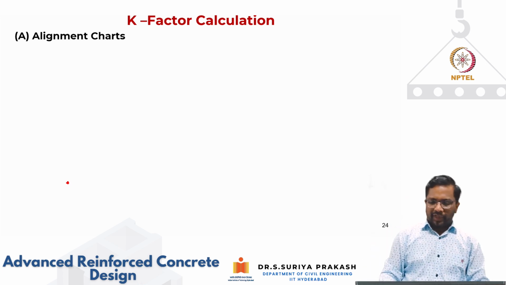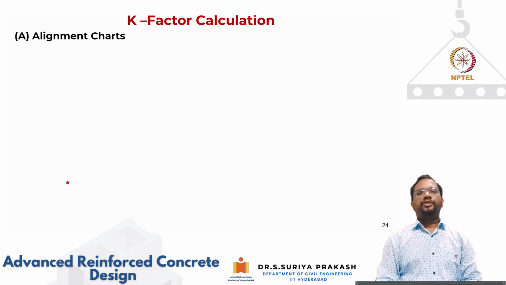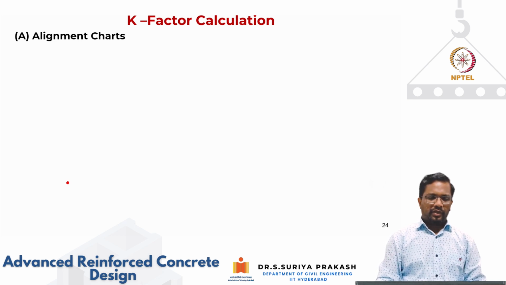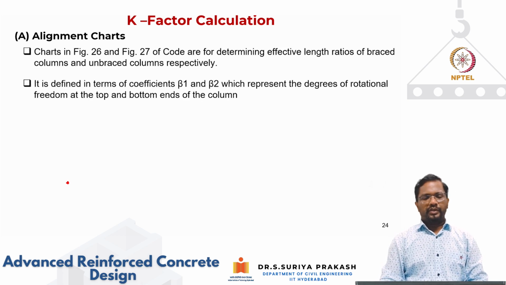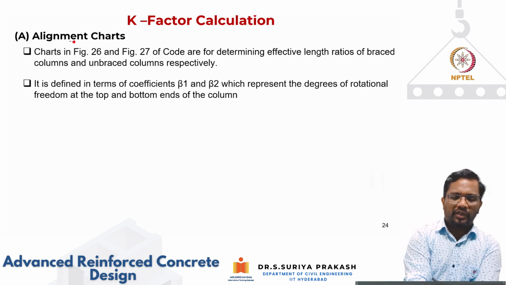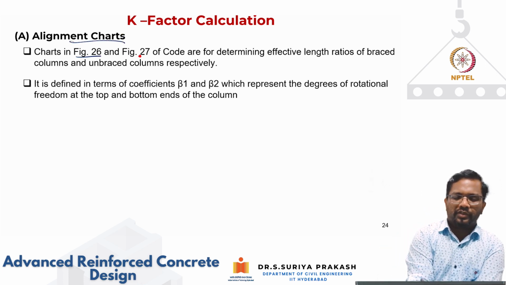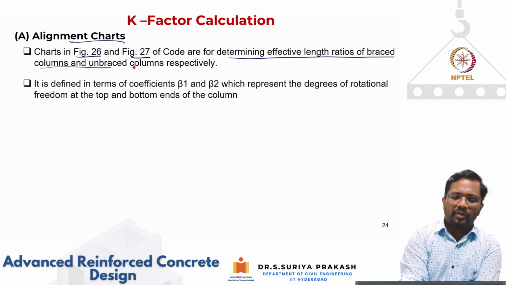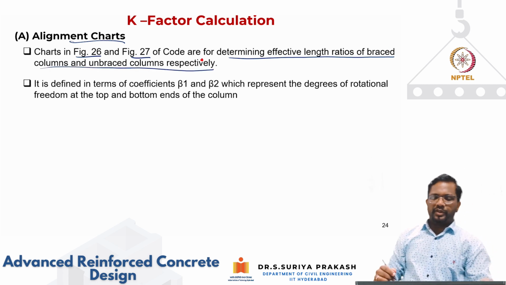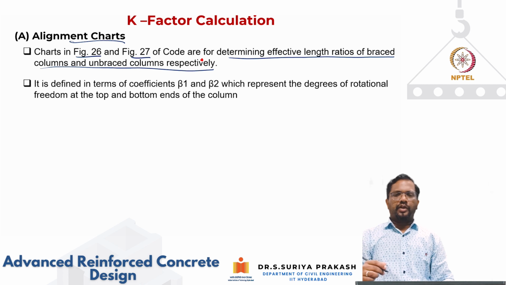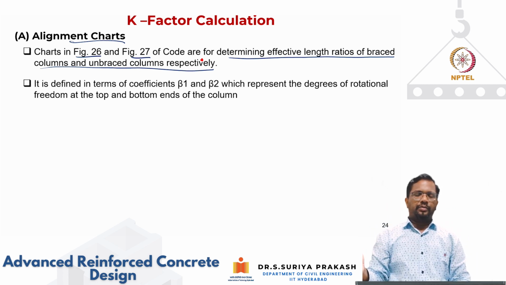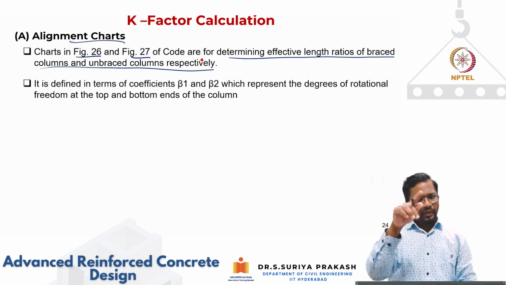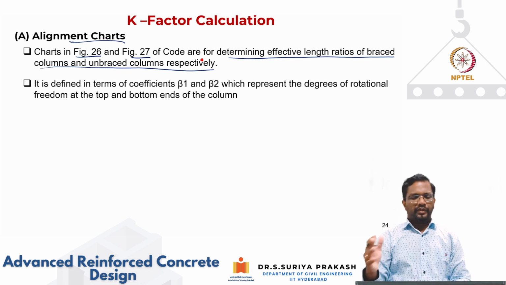Before that, quickly, we also have some charts developed in your IS 456. These are called alignment charts. In figure 26 and figure 27 of the code, they give these charts for determining the effective length ratios of a braced column and an unbraced column respectively. Figure 26 is for braced column and figure 27 is for unbraced column. Again, how do you distinguish whether braced or unbraced? By calculating the stability index. For using the stability index, we need to find that lateral flexibility, which we will discuss.